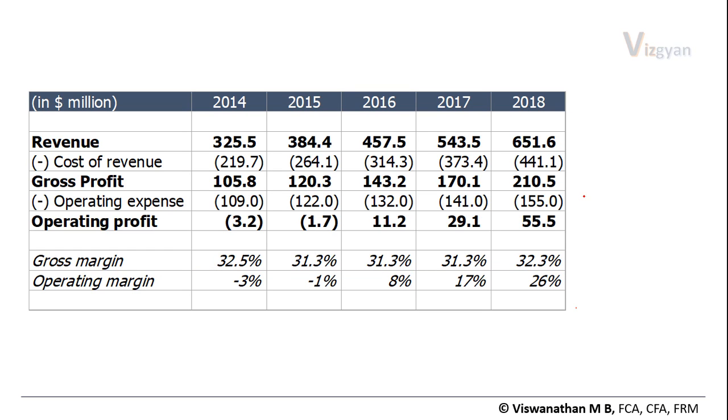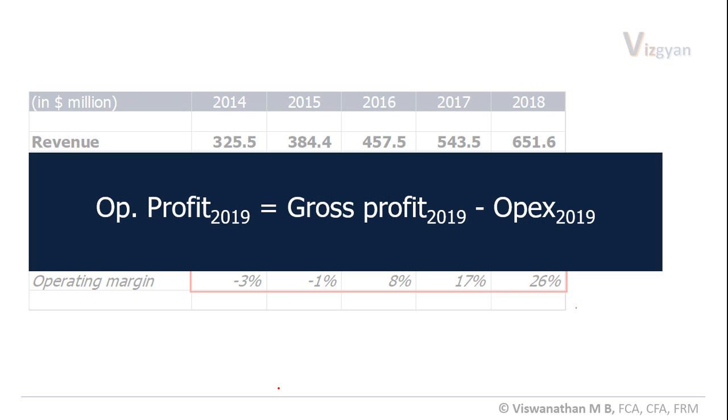On the other hand, if I look at the operating margin, it doesn't look like the relationship between operating profit and revenue is very strong. The operating profit was minus 3.2 in 2014 and has gone all the way up to 55.5 in 2018. So here, the relationship between these two parameters doesn't appear to be multiplicative, and neither is the relationship between operating profit and gross profit. So if we have to use a relationship, we may have to work with an additive relationship between our gross profit and operating profit, where we'll say our operating profit for 2019 is equal to gross profit for 2019 minus the operating expenses for 2019.